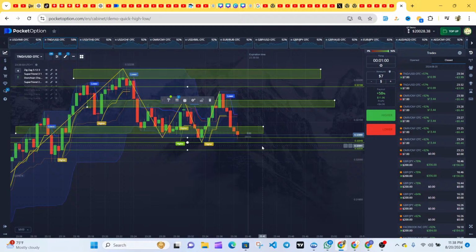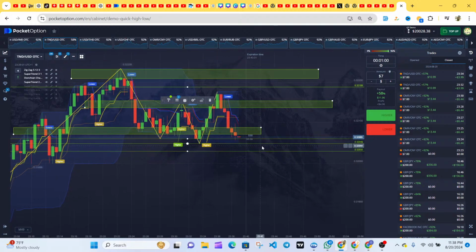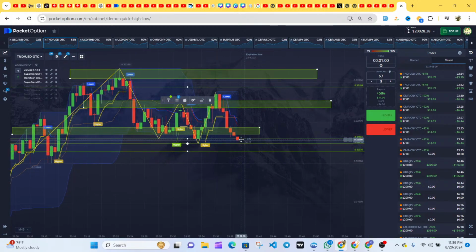Okay, let's wait for it. Wait for it to know what the market will do, whether these sellers will break up this point. Let's relax and wait for them. Buyers are trying to push up. The bulls are trying to push up. Let's wait.